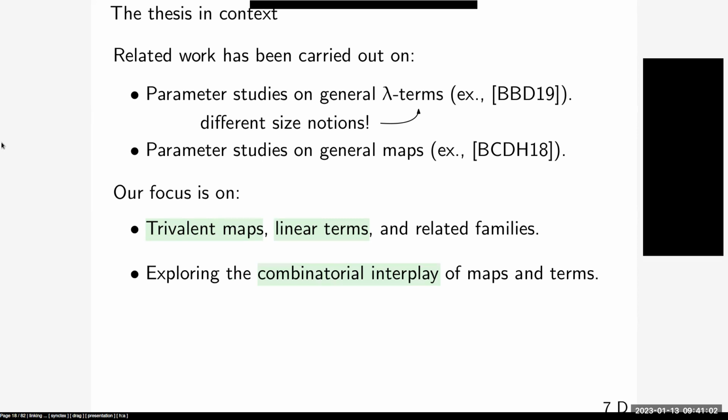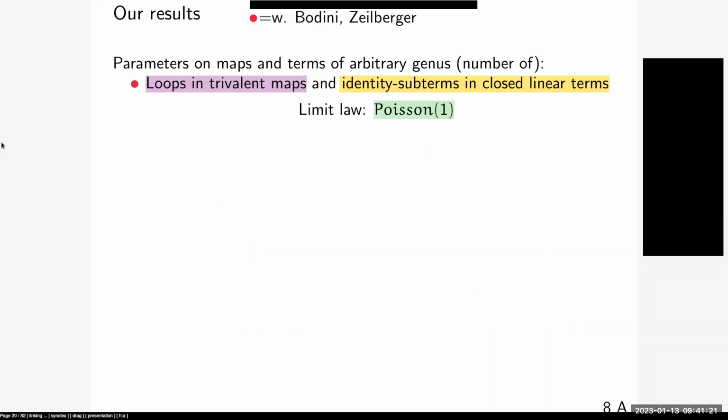And we'll explore the combinatorial interplay of these maps and terms, with the goal being to study pairs of parameters of maps and terms. So we'll see that we study statistics that naturally come in pairs, a statistic for lambda terms and a statistic for maps which are connected, right?